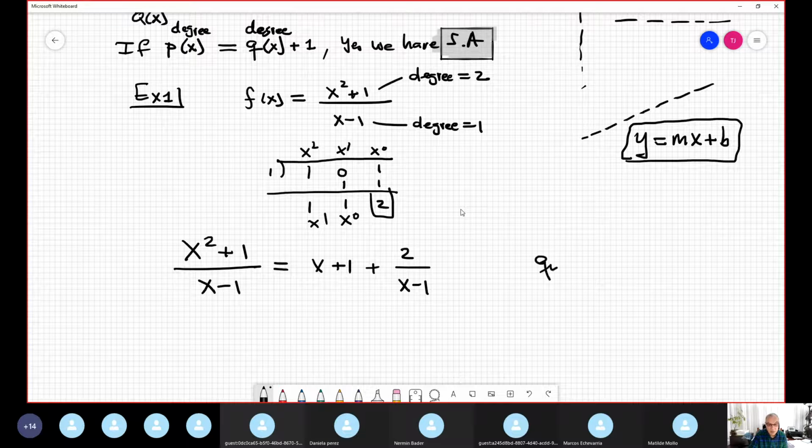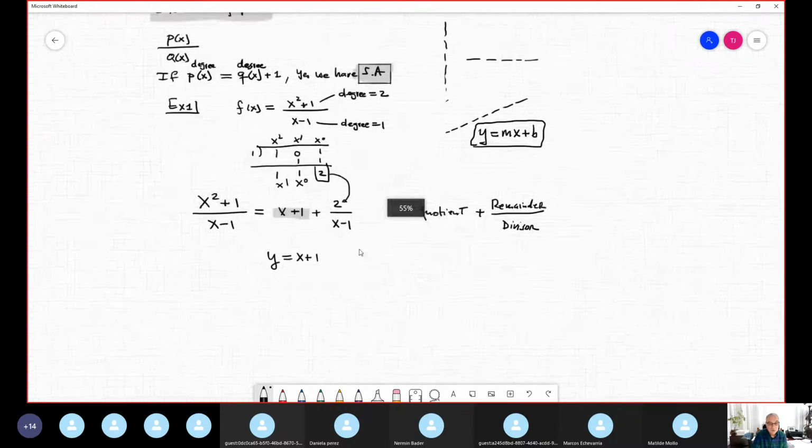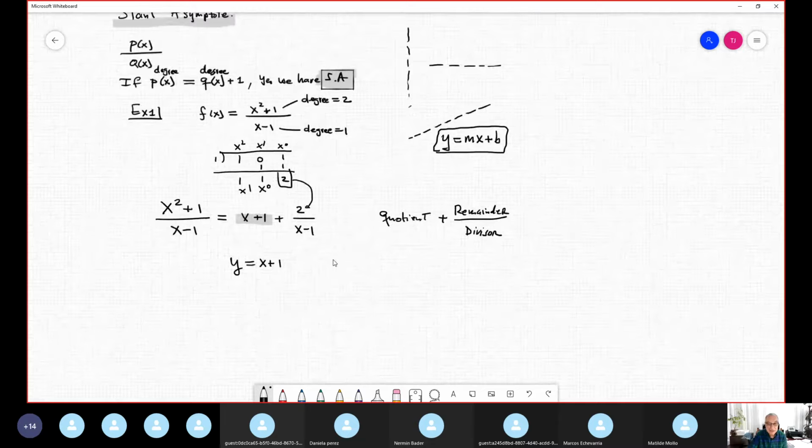Remember, the formula is quotient plus remainder over divisor. In our specific example, the quotient is this. In this case, it is just a linear function. The remainder is 2, and the divisor is x minus 1. That means that part represents our slant asymptote. So y equals x plus 1. So when you are doing the graph of this, you need to consider this line.